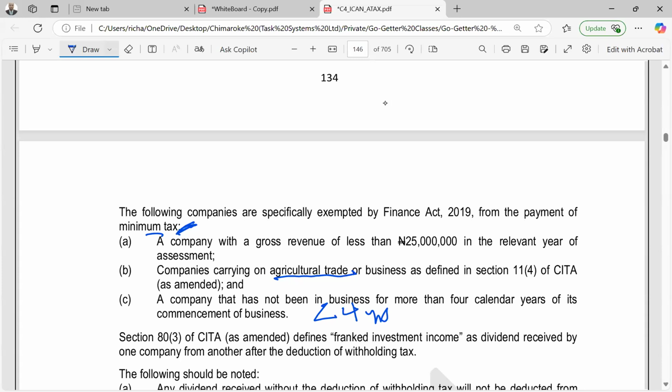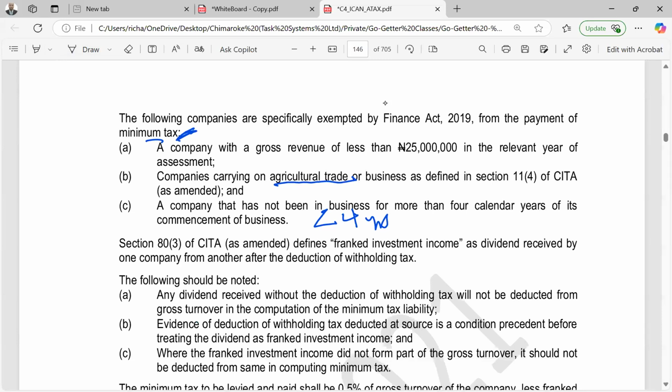Now, agricultural business, whether they are in less than 4 years or more than 4 years, they are exempted. Less than 25 million gross turnover, whether more than 4 years or less than 4 years, they are exempted from minimum tax.